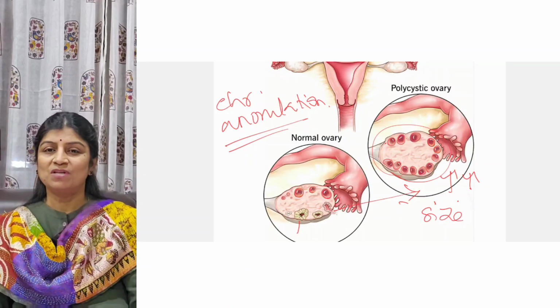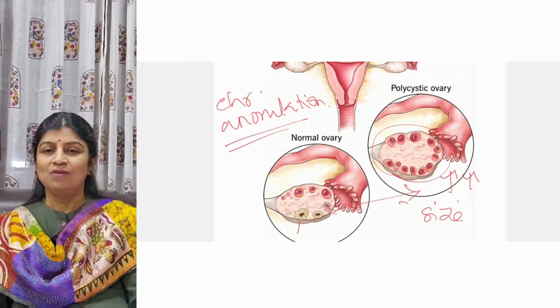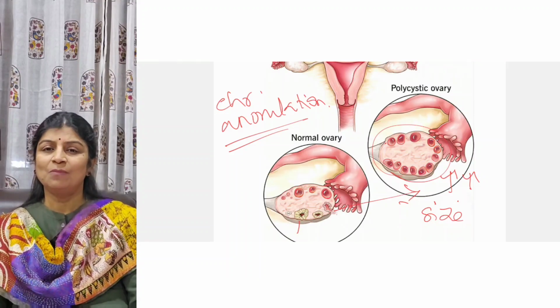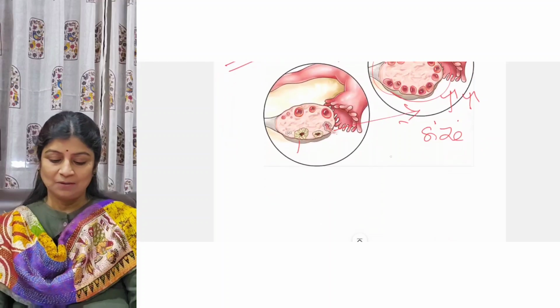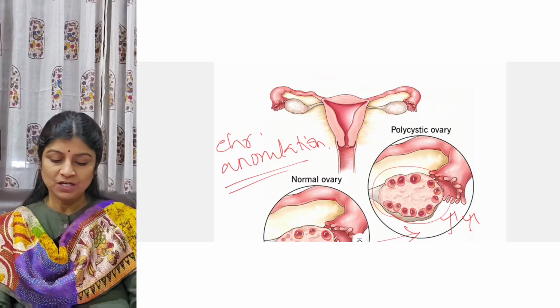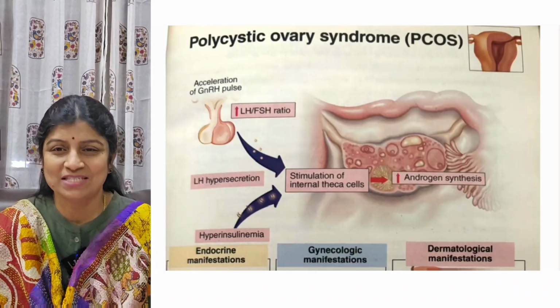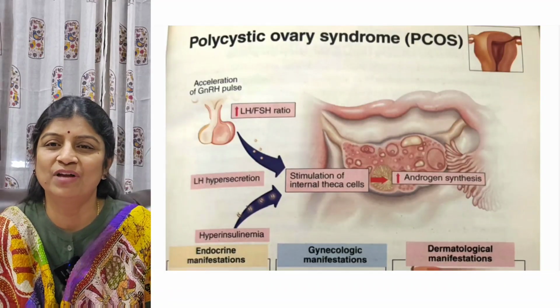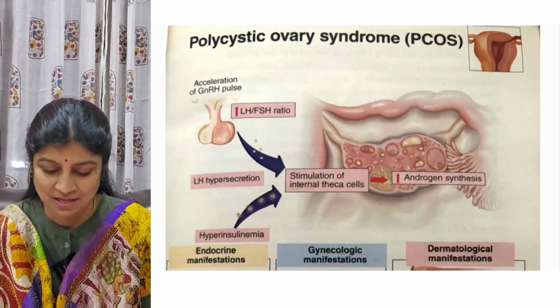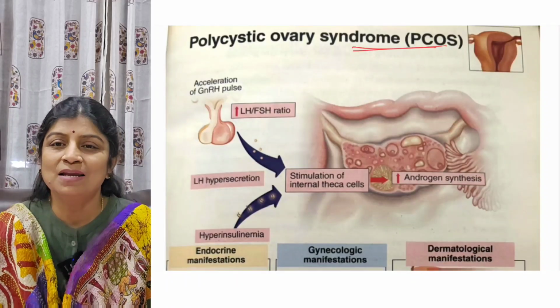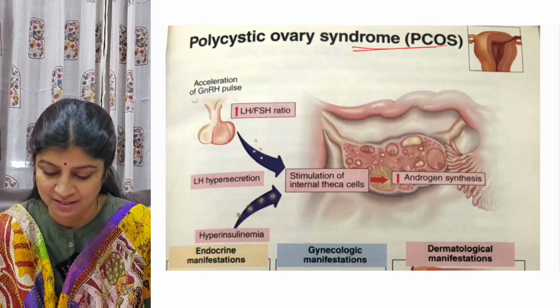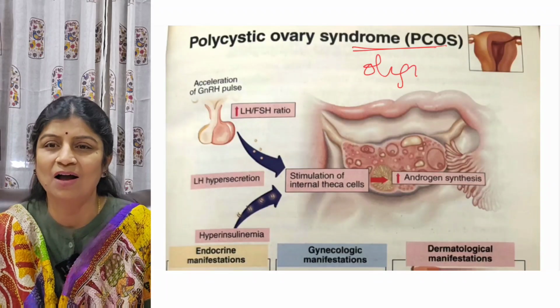As we discussed in the previous class, the normal menstrual cycle length varies somewhere between 21 and 35 days. But here, the menstrual irregularity we usually see is oligomenorrhea, that is infrequent menstrual cycles, where the cycle length is more than 35 days. So in PCOS, the most common menstrual irregularity that we see is oligomenorrhea.